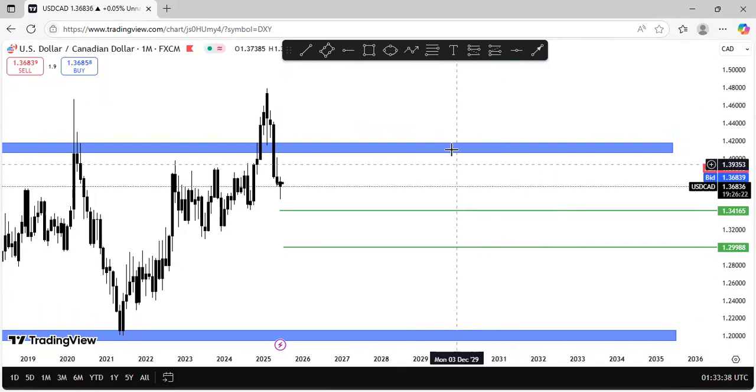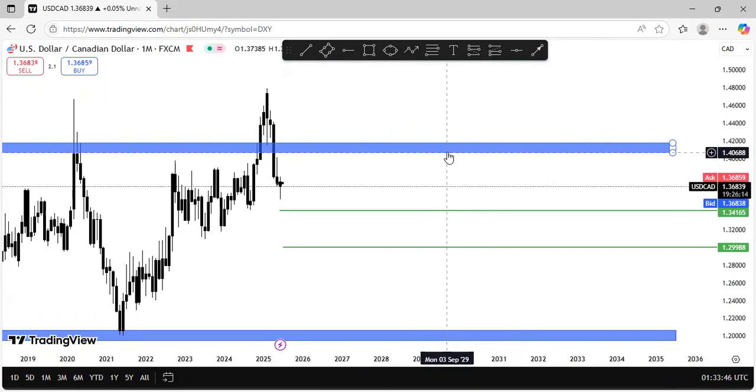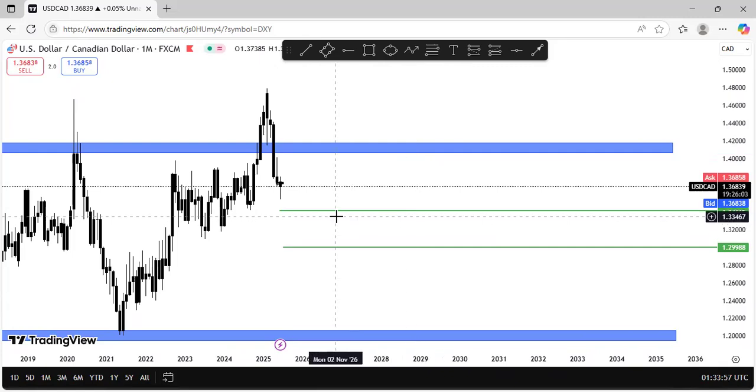So mind you, the blue bars here are my major zones. I don't play with these zones. These zones are not to be touched. They're really, really important when it comes to my trading style. And then these green bars are more like minor zones and basically profit taking levels. You can call them demand zone, supply zone, resistance, support, but that's it.